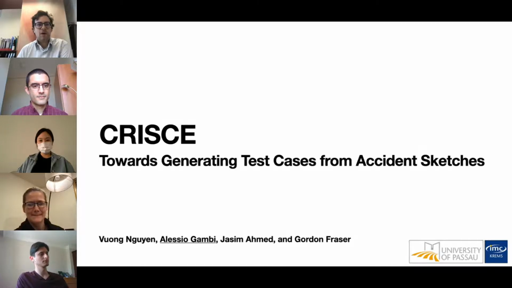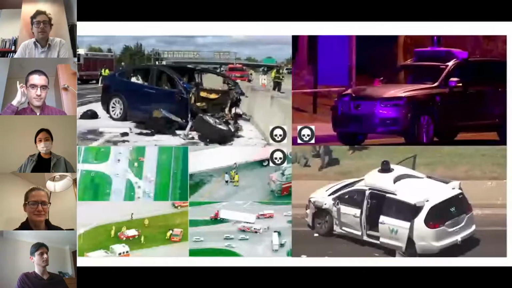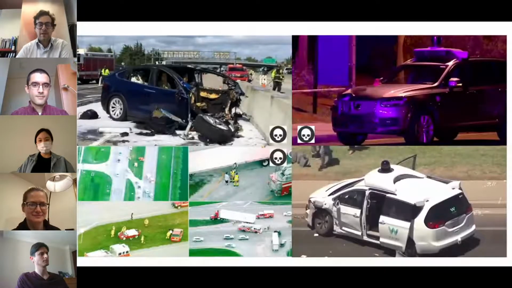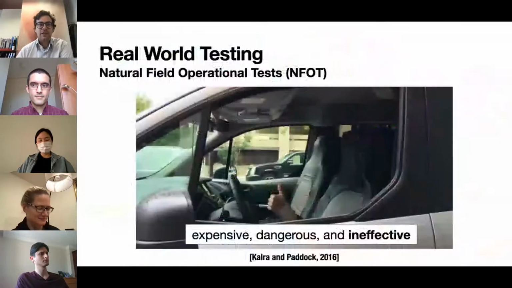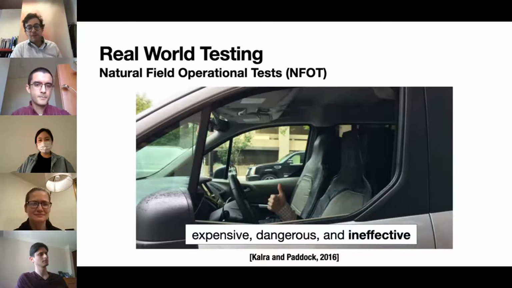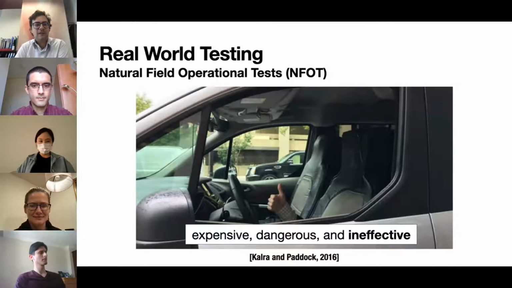And the reason why is that if you don't test them, as usual, bad things happen, people die, and we want to avoid that. Now, how those systems are usually tested is by driving those cars around, the so-called natural field operational test. It has been proved that to ensure that vehicles and software driving them are safe, it would require billions of driving miles.